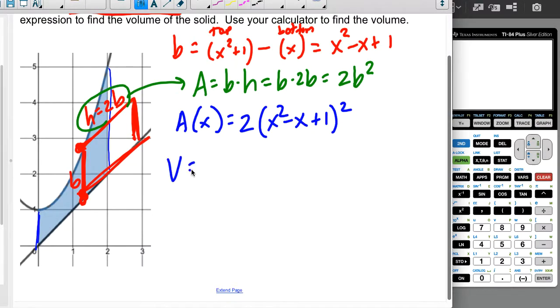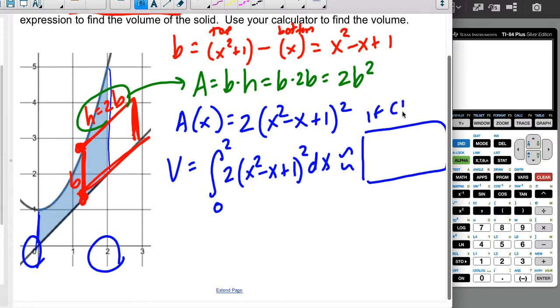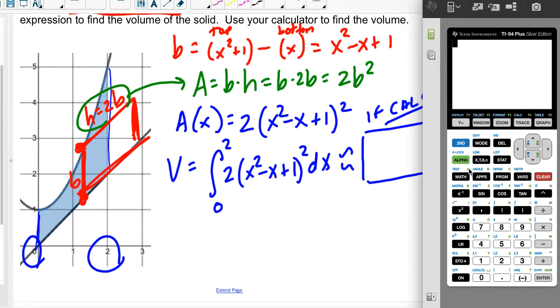So that means that the volume I'm looking for is the integral from the starting dish to the final dish, so from 0 to 2, of this area, which is 2 times x squared minus x plus 1 quantity squared, with respect to x. Now, if it's a calculator section, great. If it's a calculator section, type, type, type, get your answer. If it's not a calculator section, we could type that just to see what would happen.